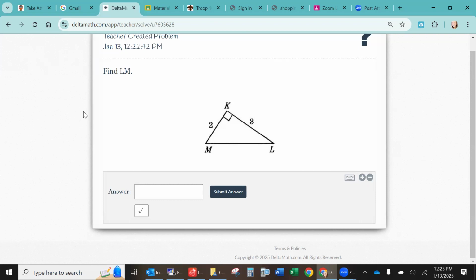Okay, and then y'all, if it's saying find LM, it's asking you to find that third side. And then after you find the side, it'll have you go through the trigs.